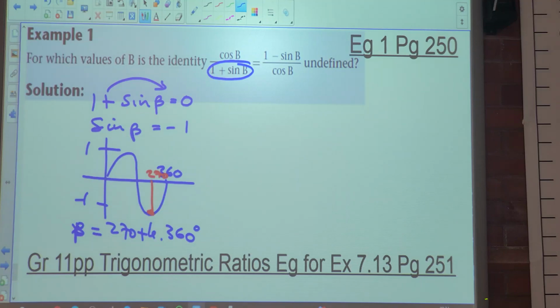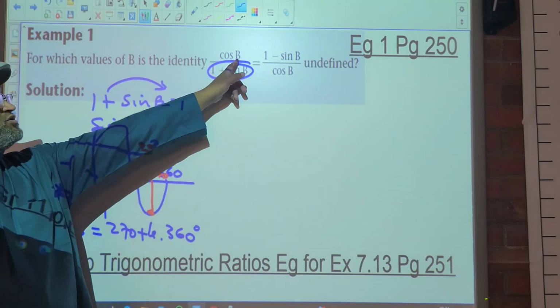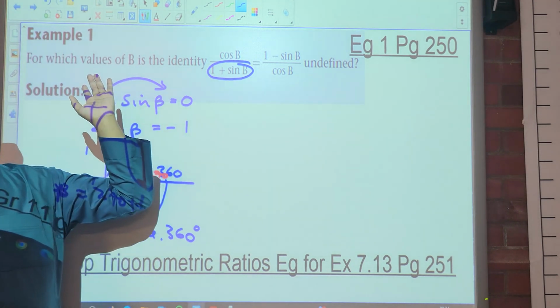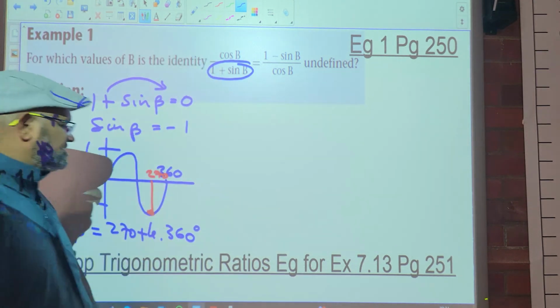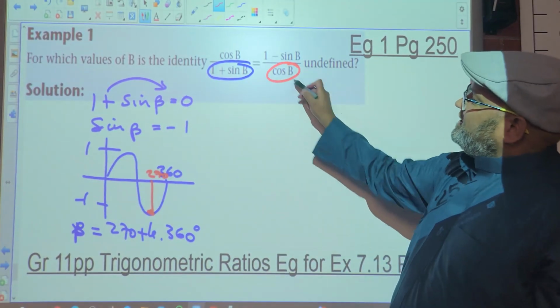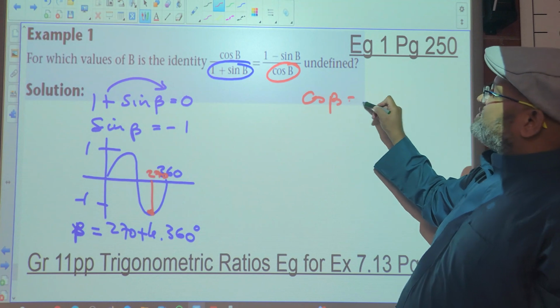Okay. So if you put cos of 270 over 1 plus sine of 270, you get undefined. Okay? On that side you get undefined. Let's look at the other side. The other one would be where cos of beta is equal to 0.